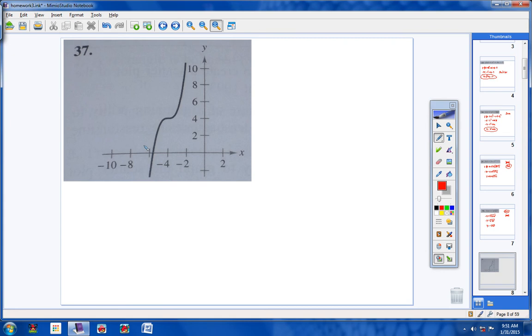Okay. All right, numbers 37 through 40. We're going to identify the common function and describe the transformation. Well, first of all, guys, the common function for this, and you should know this, this would be a very good question on a test, would be y equals x cubed. Now, it's not been flipped. The original graph looks like this, okay? So this graph has not been flipped or rotated around the x or y axis, but it has been shifted. It's been shifted over 4 and up 4. So here's the original, and here's what the new one is.